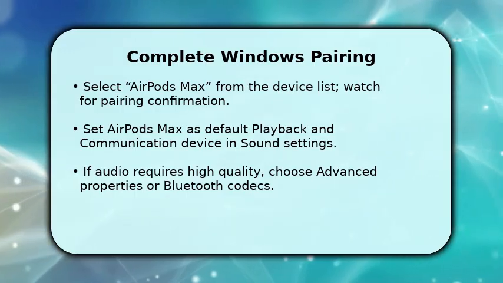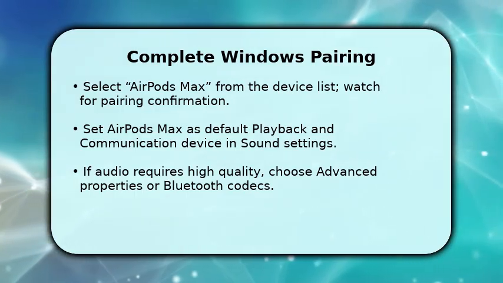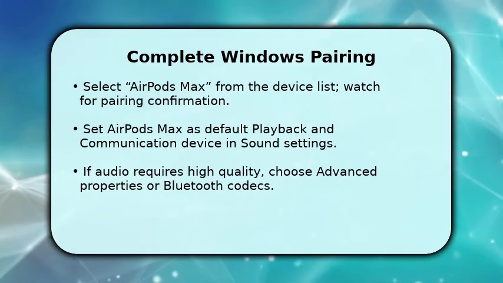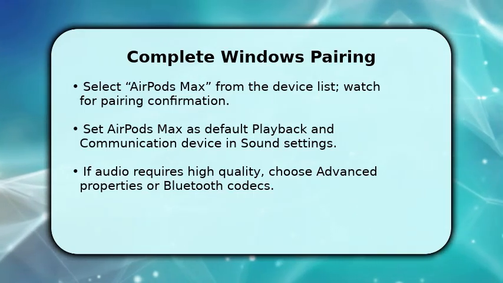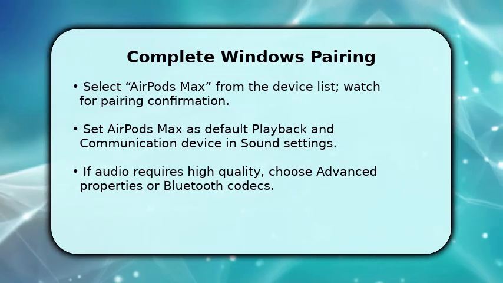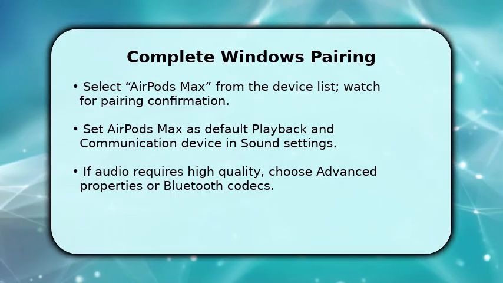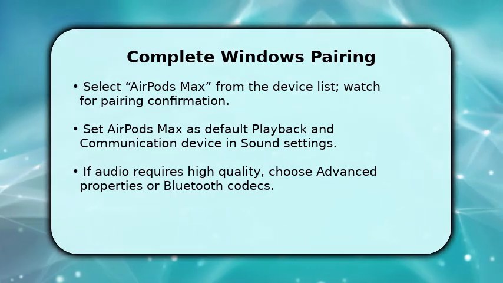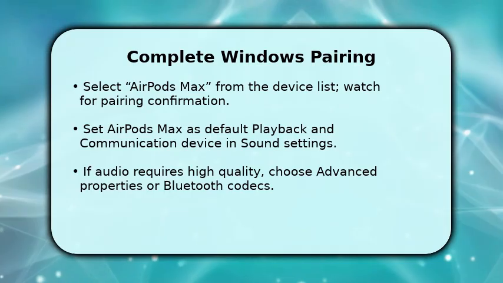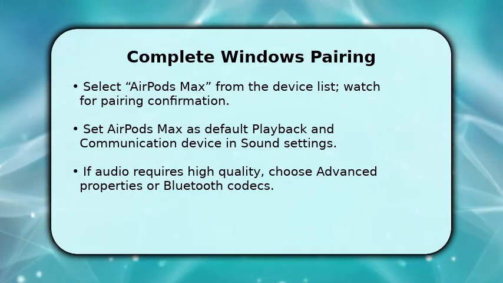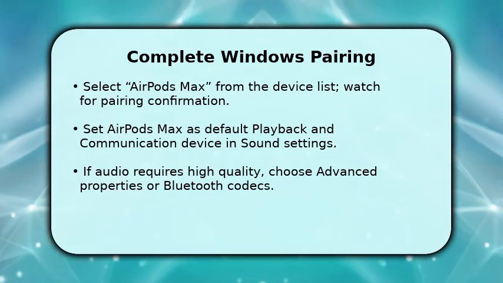Next, open Sound Settings and set AirPods Max as both default output and default communication devices so system audio and calls use them. If you need better quality, open Device Properties and adjust the format, or check your Bluetooth adapter's supported codecs. Changing these can improve latency and fidelity. Keep the AirPods active while you configure.